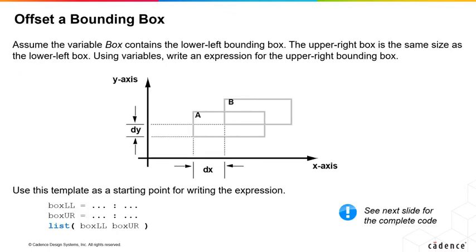In the first example here, we'll look at how we offset a bounding box. So in this case, we'll have the variable A, which is a box which contains a lower left bounding box, and then we'll have the upper right bounding box be the new one that we're going to compute based on the coordinates of A. And so what we'll do is basically use the following template here as a starting point for writing an expression. And what we'll do is we'll compute the new box LL and the new box UR. So we'll take the A box as input, extract its coordinates, add dx and dy to it, and then compute the new values, which we'll use in the final function there called list to create our new bounding box.